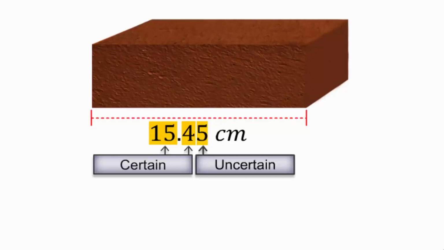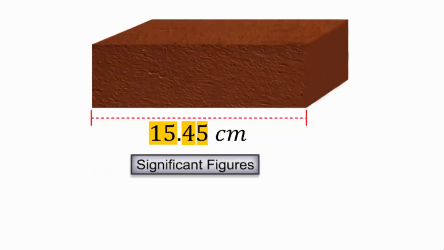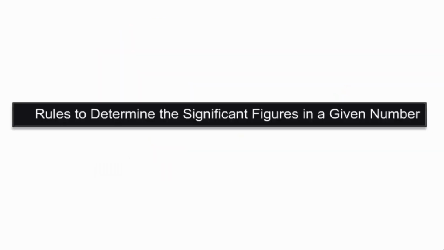The number of digits in a measurement which are certain, plus one additional digit which is uncertain, are together known as significant figures. There are rules to determine the significant figures in a given number.